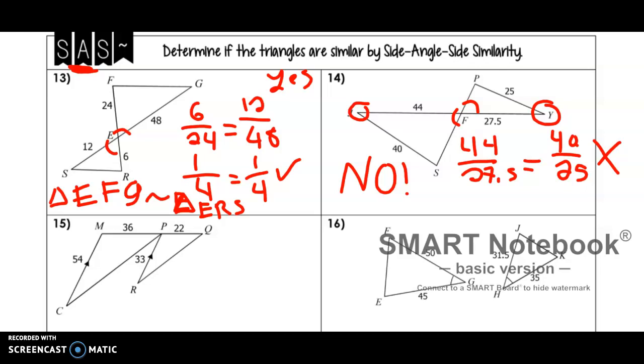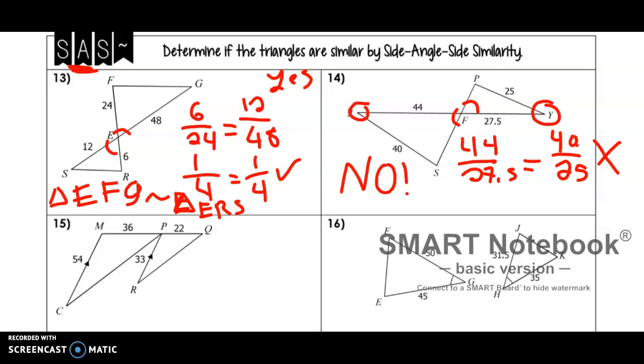For your virtual work, you guys have 3 things to do, or 4 things to do for virtual. Make sure you finish your packet. Okay? Make sure you finish this packet in your similar notes. And you guys have 3 assignments to do in Schoology. 7 2 similar polygons, 7 3 similar triangles, and then 7 4 similar triangles.